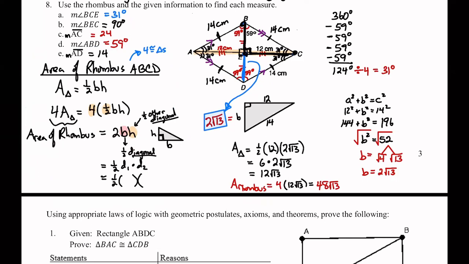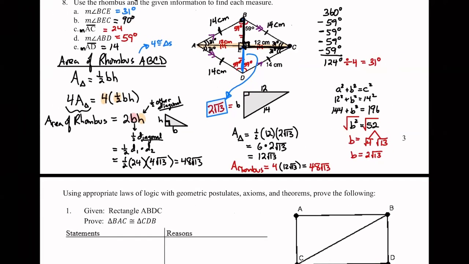The first diagonal, the whole diagonal, is 24. The other diagonal would be twice this, which would be 4 radical 13. And when you carry out the multiplication, 1/2 times 24 is 12, times 4 is 48. You get 48 radical 13. So it's kind of nice in that regard, in the sense that you can create a new formula.